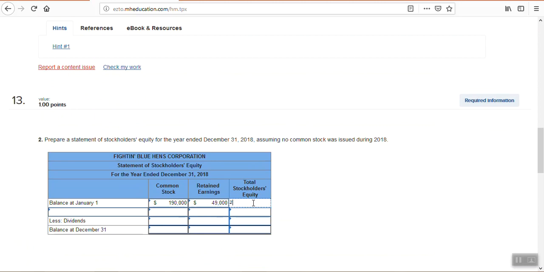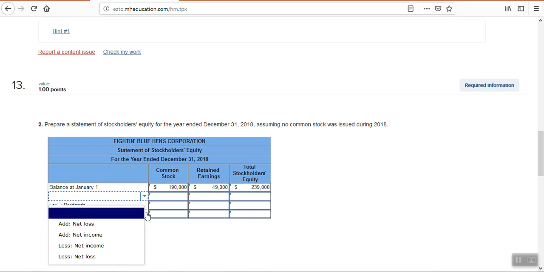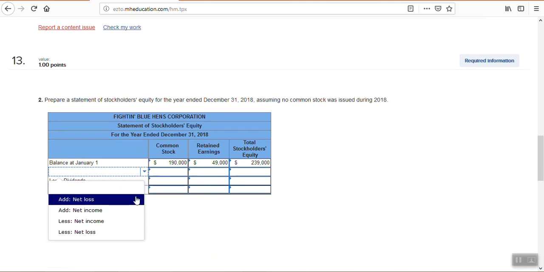And it looks like $239,000. All right. And then we've got some options here. We're going to add our net loss, add our net income, subtract our net income, or subtract our net loss. So you have to kind of think about, well, what makes sense?